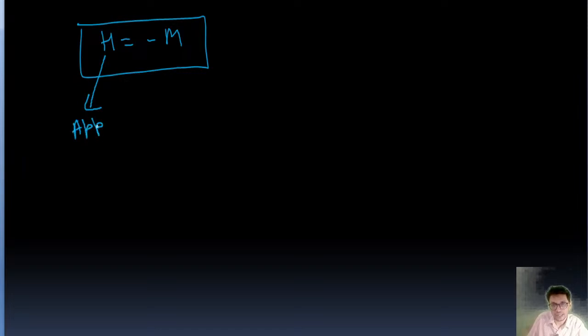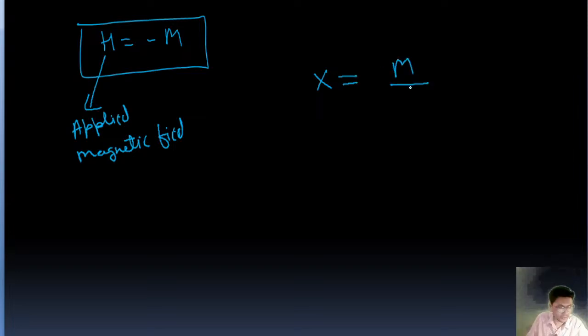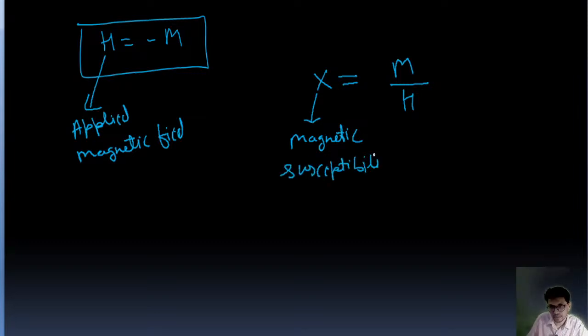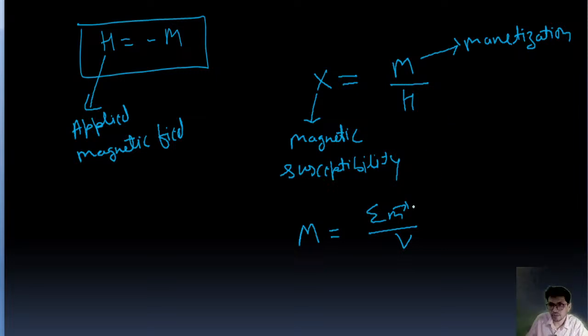Applied magnetic field. And chi is the magnetic susceptibility. Magnetic susceptibility is equal to M upon H. And M is magnetization, guys. The value of M, that magnetization, is sum of small m upon V, where small m is magnetic moment. So sum of magnetic moment per unit volume.